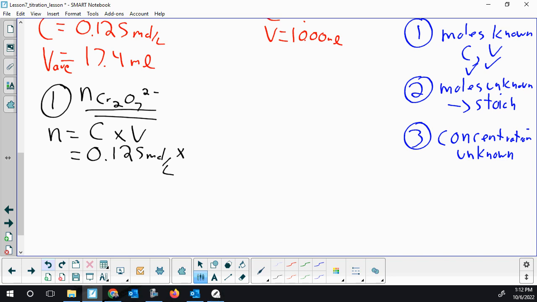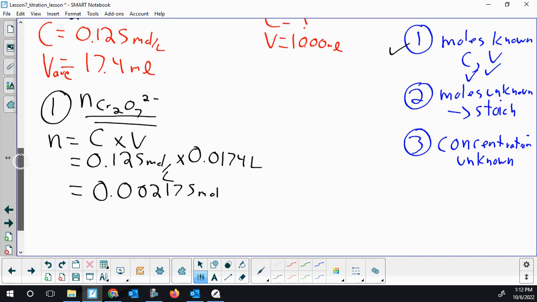Now, moles per liter means we need liter volume. So I'm going to switch those milliliters into liters. I divide it by 1,000. In Chem 20 and 30, we flip between mils and liters a lot. So our moles of dichromate is known. You would keep all the digits in your calculator. So that's our first step done.